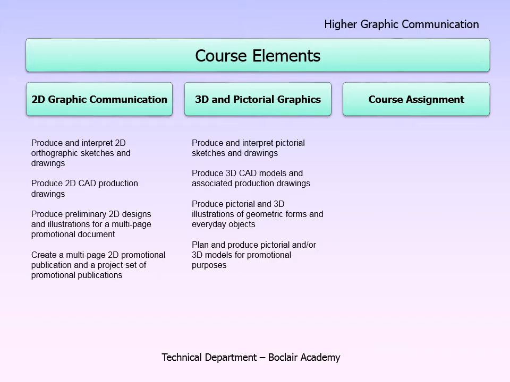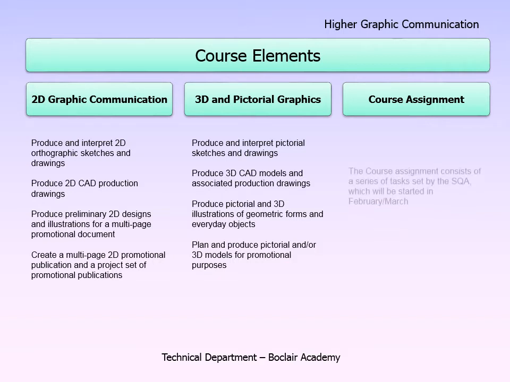So that may be a rendered illustration by hand, or it could be using Inventor to create a rendered illustration. The one difference with higher, what you also have to do in higher, is take your rendered illustration and put it into an environment, or take your model and put it into an environment. So this could be a room, sitting on top of a table with the walls, the floor, etc. And the last one is to plan and produce pictorial 3D models for promotional purposes.